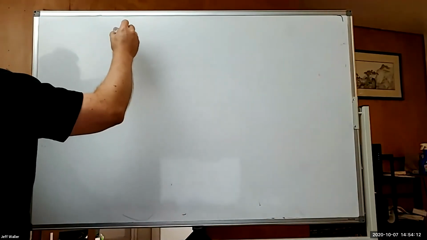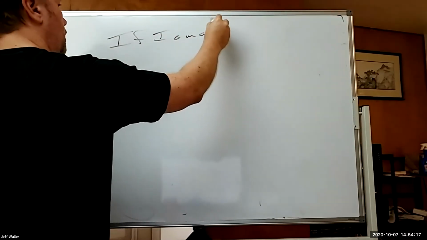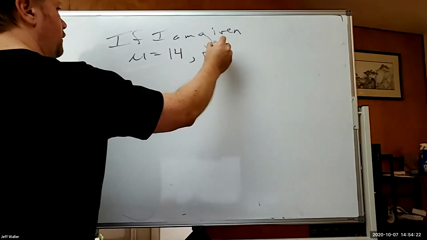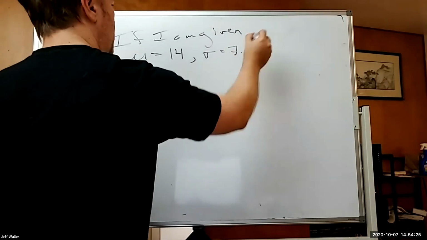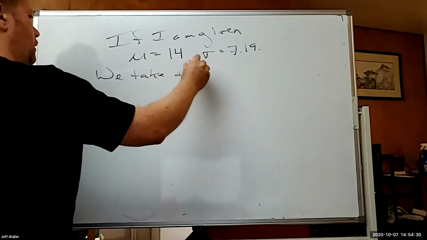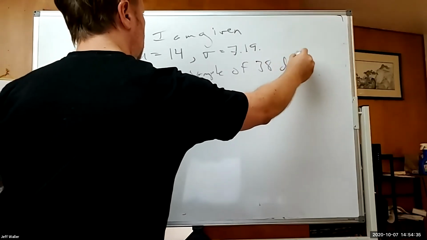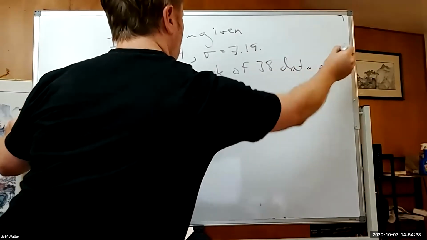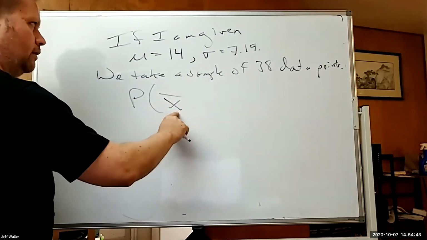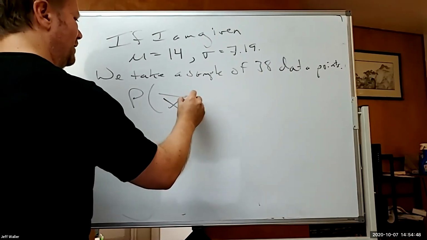So watch this. If I'm given that the mean of something is 14 and the standard deviation is 7.19, we take a sample of 38 data points. What's the probability that the sample mean is less than 13?